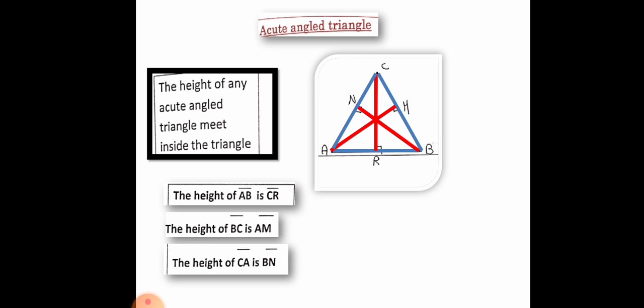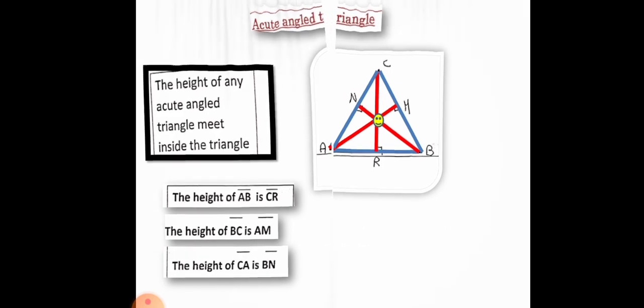Now, because this is an acute angle triangle, the three altitudes meet at a point which is inside of the triangle. But this is different when we talk about the right and the obtuse angle triangle. In the right angle triangle, it's right at B in this example here, where for the base AB, the opposite vertex would be C. So the height for it is CB.